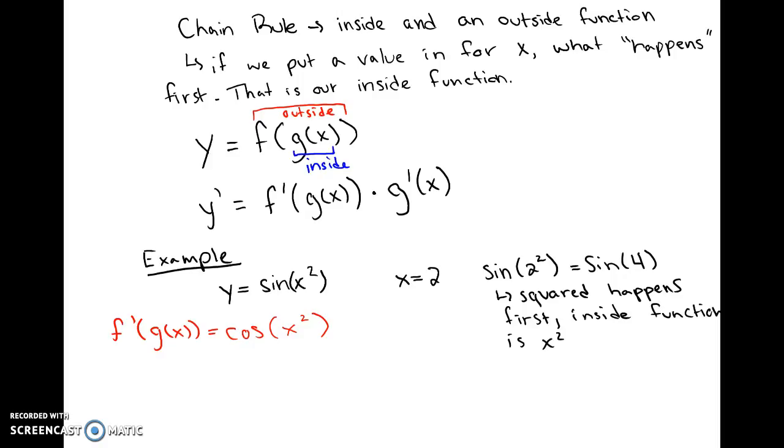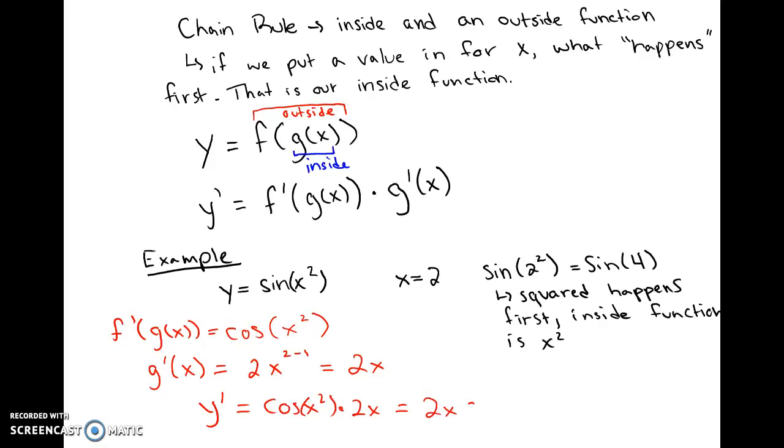So we just did the outside, the inside now. The derivative of x squared, well, we pull down the 2, the exponent. The new exponent becomes 1 smaller. So we've got 2x, that's just the power rule. Then applying our rule for the derivative, we combine the two. So we have cosine x squared times 2x, or we could write it as 2x cosine x squared.